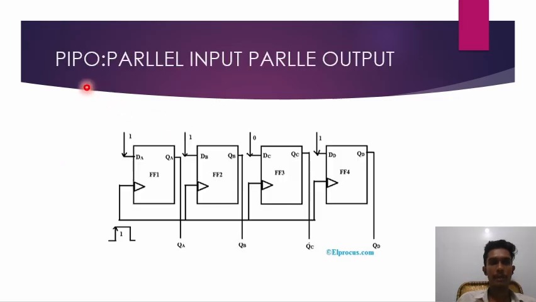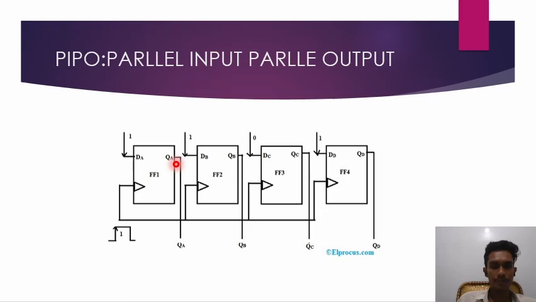Let us know about PIPO. PIPO is nothing but parallel input and parallel output. Parallel input means the inputs are connected in parallel combination, and parallel output means the outputs are connected in parallel combination. As we said, F1, F2, F3, F4 are D flip-flops. The F1 output is connected to the F2 input, F2's output is connected to F3's input, and F3's output is connected to F4's input.